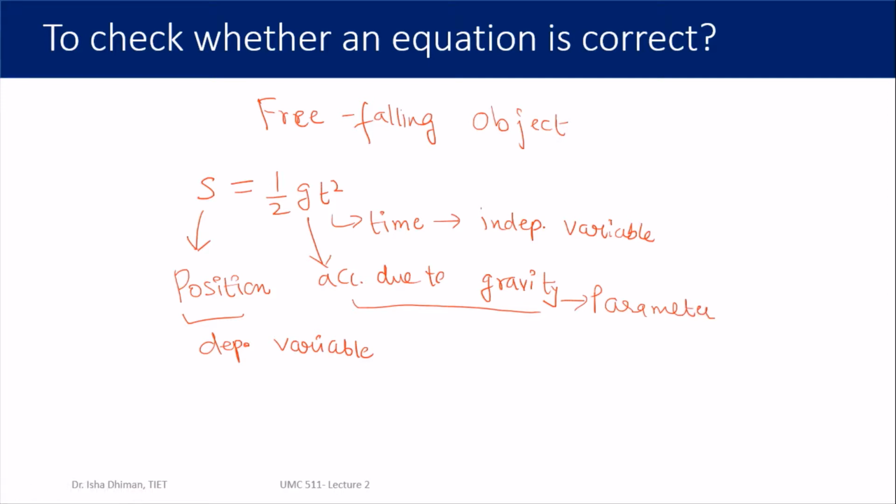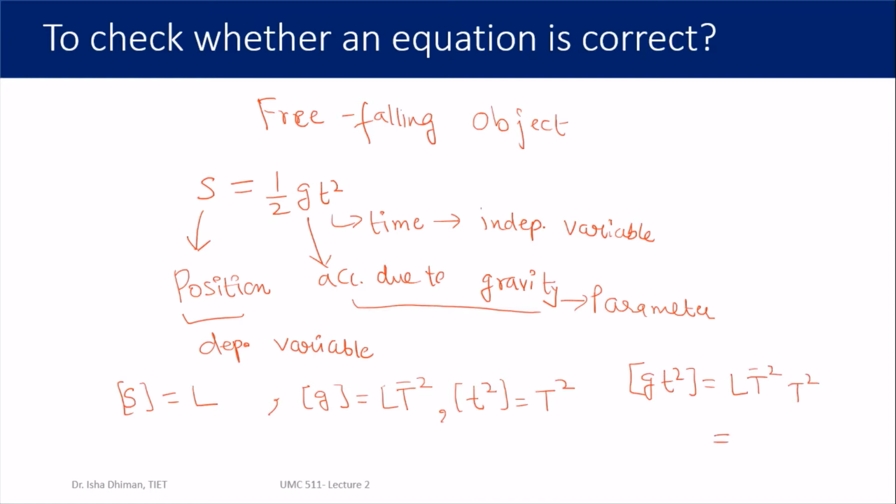So that's the equation. Now I want to see whether this equation is dimensionally correct or not, and for that we can see that the dimension of the left hand side, this is position, distance, is L. The dimension of the right hand side: the acceleration due to gravity has this dimension, and for t squared, the square bracket we use to represent the dimension, it is nothing but T squared. So if you multiply g t squared, this is going to be LT^-2 T^2. That's how the dimensions get multiplied. It is giving out to be L.